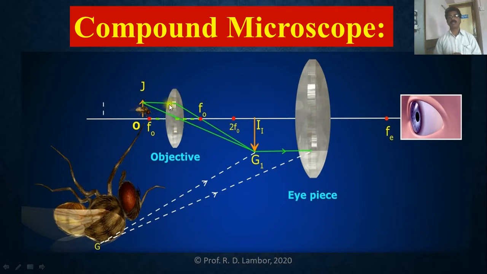This objective lens has a short focal length. You can see the focal length of the objective lens, and at the same time, a small aperture. And this eyepiece used has a long focal length. You can see here the focal length of the eyepiece, and a large aperture. So we can explain in detail what a compound microscope consists of, and then we will find the expression for its magnifying power.